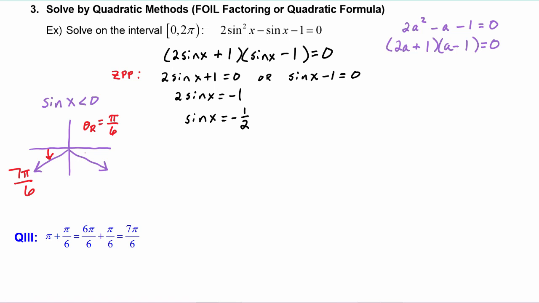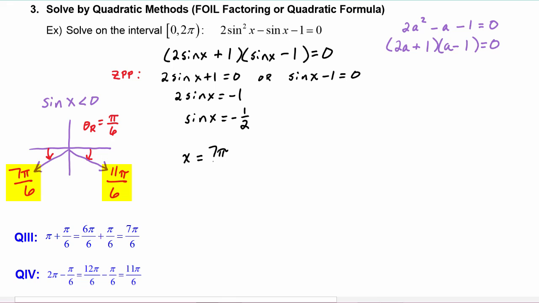If we put the reference angle in quadrant 4, we know that means we would start at 2 pi, subtract pi over 6, and end up at 11 pi over 6. So from this piece of the equation, we are going to get that x is equal to 7 pi over 6 or 11 pi over 6.